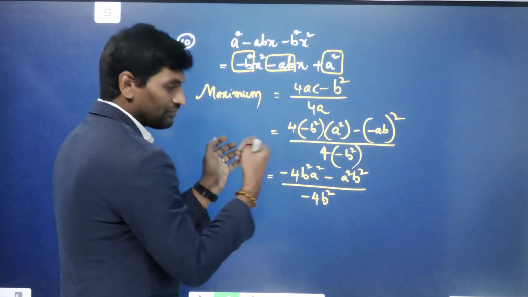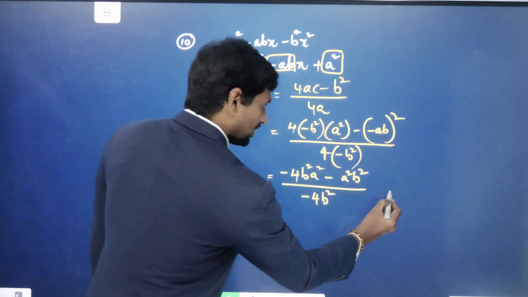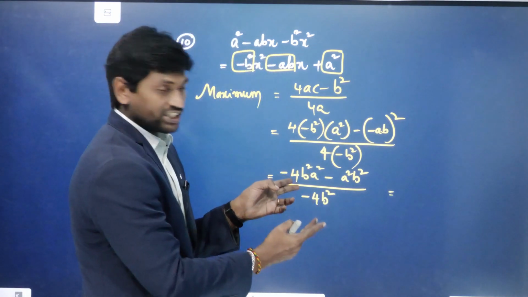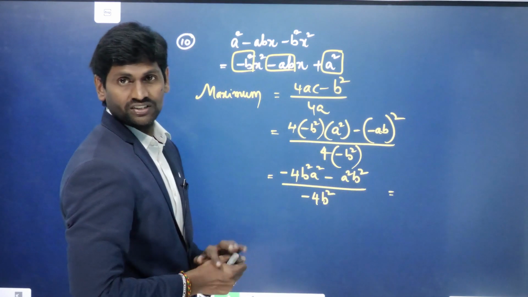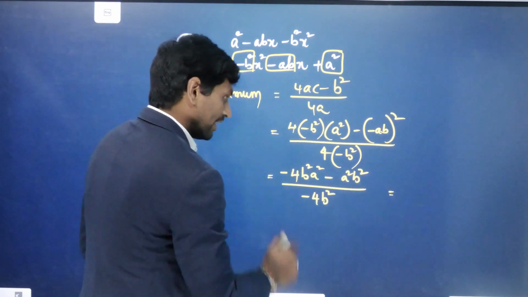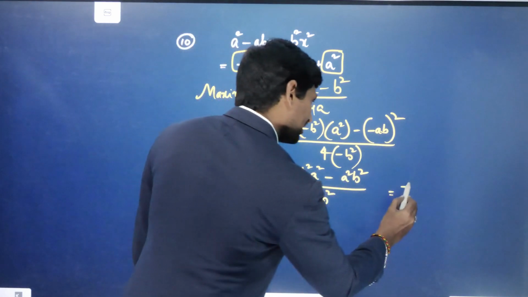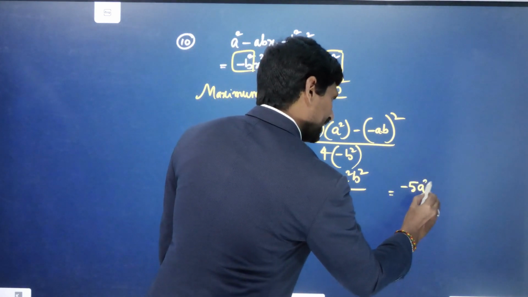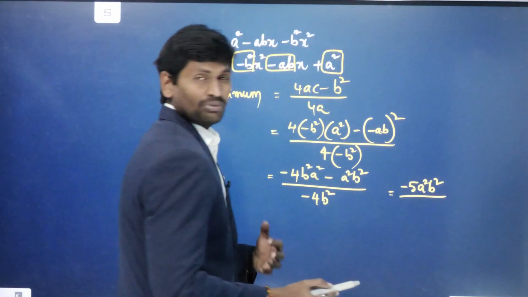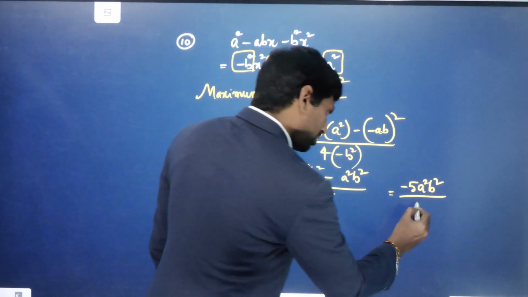Before that we can simplify the numerator also, because the first term is b square a square, and the second term is also b square a square only. Both are like terms. Both are minus symbols. We can add here 4 times, here 1 time. Total 5 times are there. 5 a square b square. A square b square, b square a square, both are same according to the commutative property.